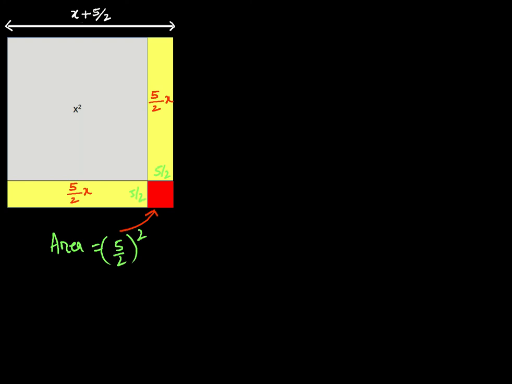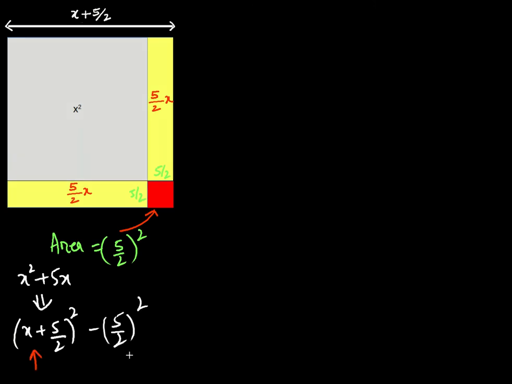Now looking at this figure, we can rewrite x square plus 5x is equal to x plus 5 by 2 whole square minus 5 by 2 whole square. This is the area of a square having side x plus 5 by 2, and this one is the area of an extra part, the one shown in the red color.